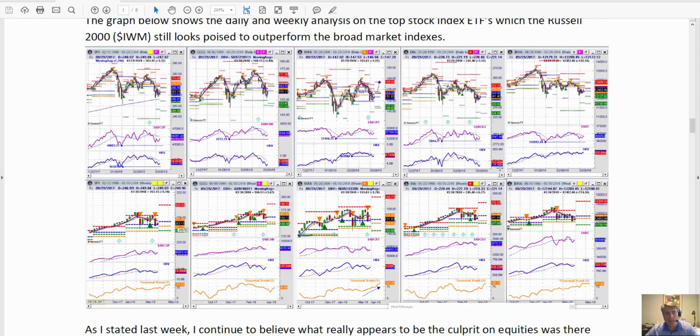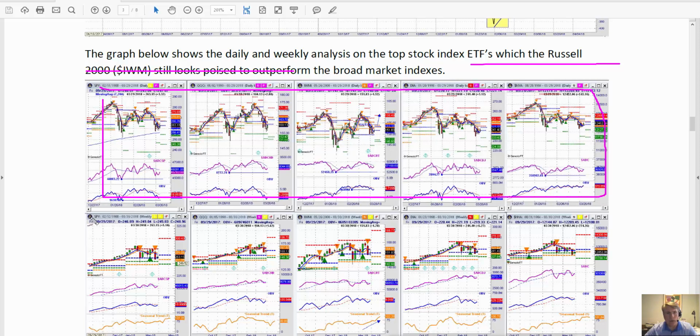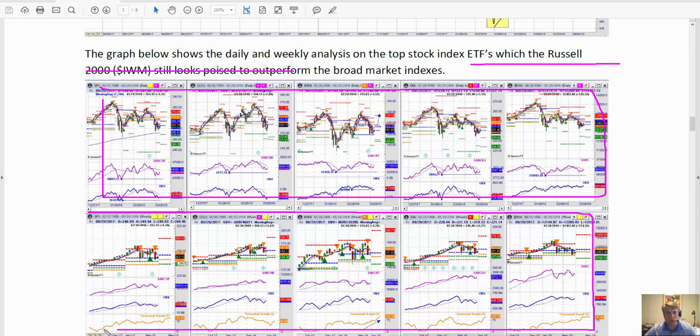Now, if I'm looking for the market to go down, then why the heck would I be talking about and putting videos out looking at watch the Russell, which looks poised to outperform the broad market? Well, first and foremost, you'll look at this chart and you'll see the top row has the top 5 stock indices on a daily basis. The bottom row is the same charts but using a weekly higher degree time frame. So these are daily charts and these are weekly charts.